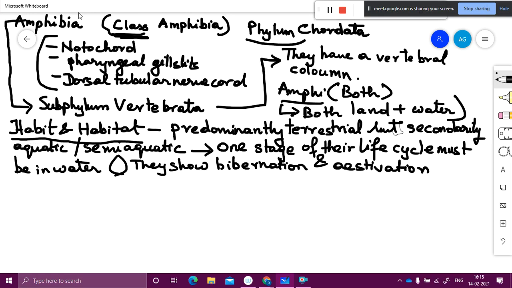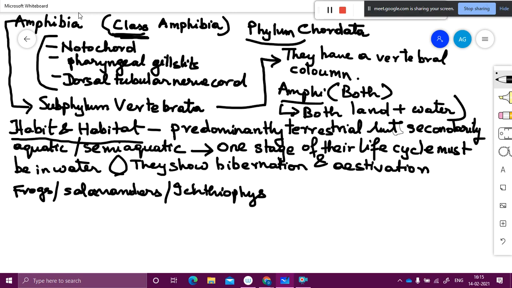Then among the external features, think of the frogs basically. Frogs, salamanders, then ichthyophis. Essentially, basically they are the three groups of amphibians. One, the frogs and toads, then the salamanders, and then you have the ichthyophis or the gymnophionans. They don't have limbs. They are snake-like, but they are not snakes.